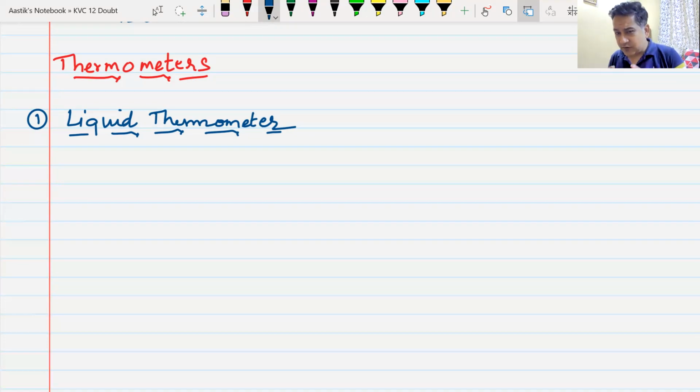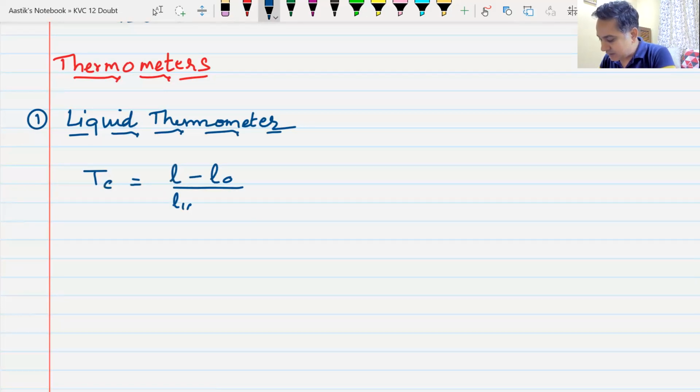Remember, this formula is exactly the same as the formula that we had seen just now. I'm just going to write it in a different way. Temperature on the Celsius scale shall be equal to L minus L0 divided by L100 minus L0, multiplied by 100. Do you see how this formula would have come?